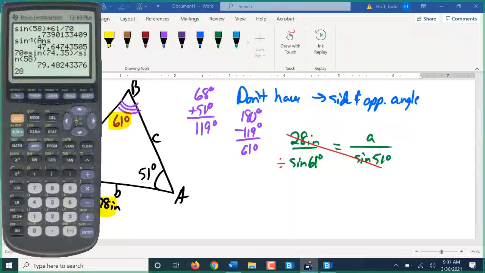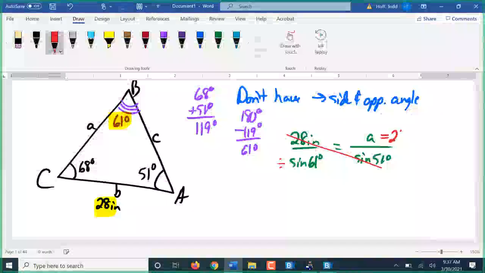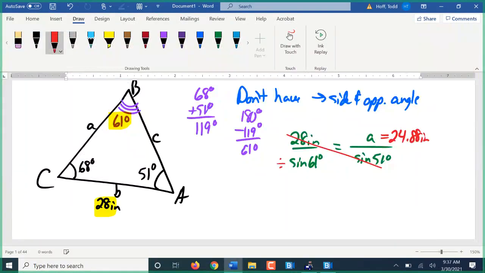28 times the sine of 51. Make sure you close that parentheses. Divided by the sine of 61. Gives us 24.88 inches. A is 24.88 inches.